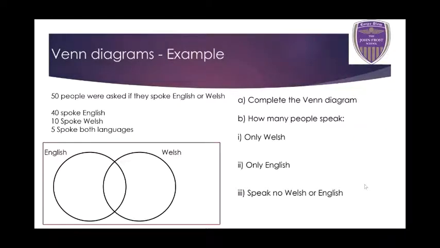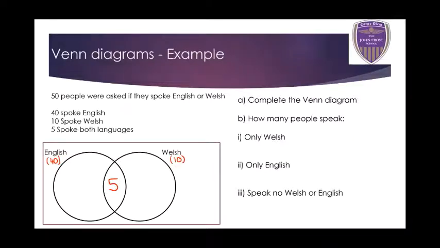So not going to put any numbers in the Venn diagram just yet, because if we look at the first bit of information, it says 40 spoke English. So we can't fill in the English circle yet, but we can say that the total for the English circle is going to be 40. 10 spoke Welsh, and we can't write anything in the circle, but we can say that a total of 10 people speak Welsh. Now, 5 people spoke both languages. We can put that in the intersection, because that means there are 5 people who speak both Welsh and English.